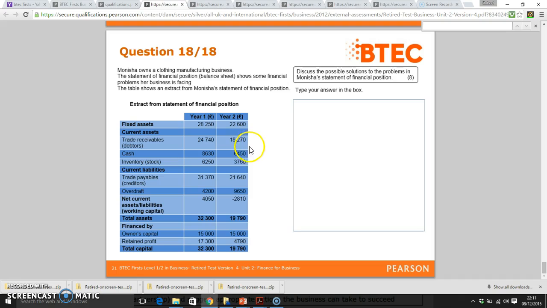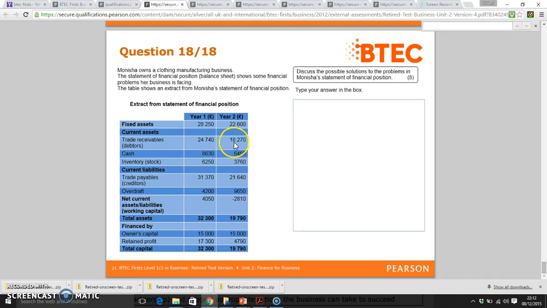So if you know that current assets minus current liabilities equals this figure, then for it to have turned to a minus, something's gone wrong. Either current assets have gone down, current liabilities have gone up, or both. So if we start to have a look here, we can see that our current assets for the business, so the amount of people who owe us money, has gone down. So possible solutions for the business, so Manisha must increase the number of customers that she has for the business.